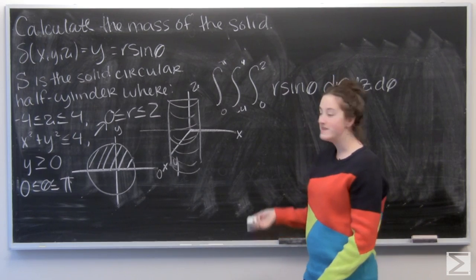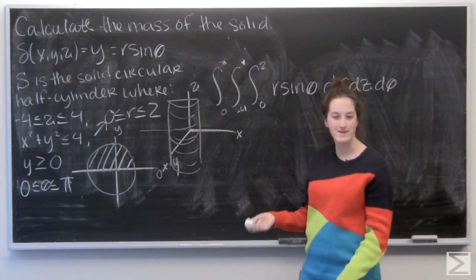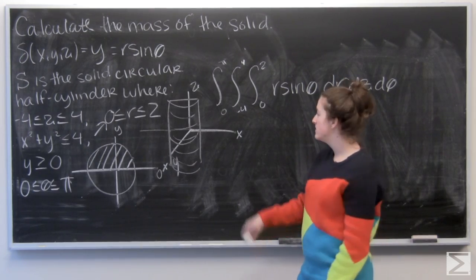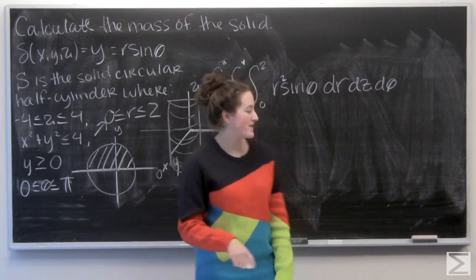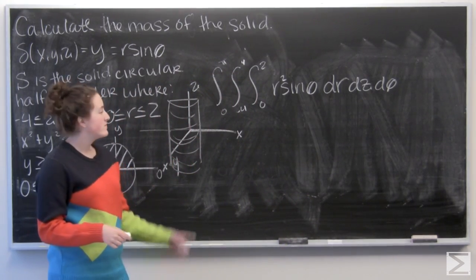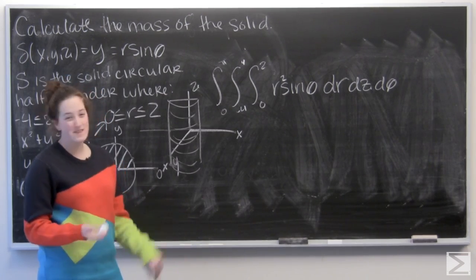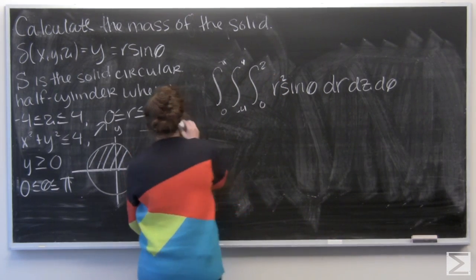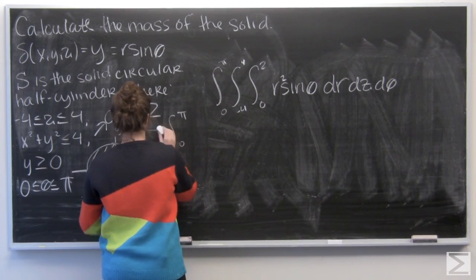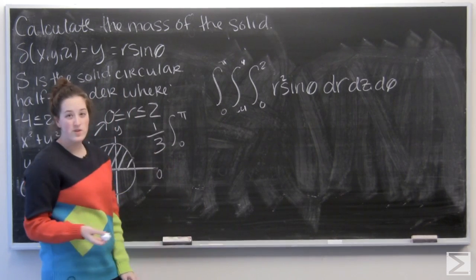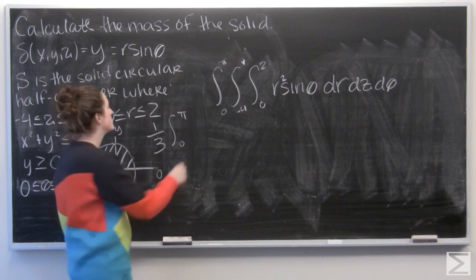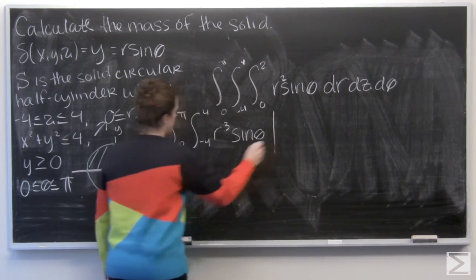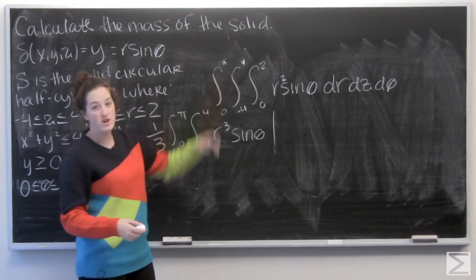I'm missing something, though. The dV, since we're in xyz space, is r dr dz d theta. So I need to make this an r squared. Now I can start integrating. First, I'm going to go with respect to r. So the integral of r squared is going to be 1/3 r to the third, and sine theta will act like a constant. I'm going to go ahead and pull that 1/3 out, just so my function's a little bit easier to work with. And then I want to evaluate that from r equals 0 to r equals 2.